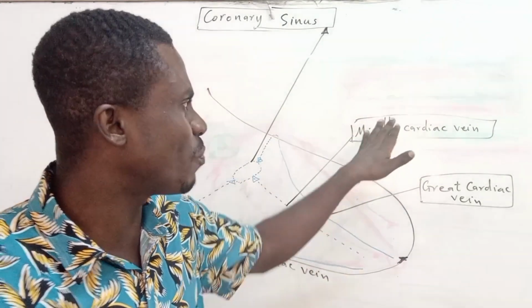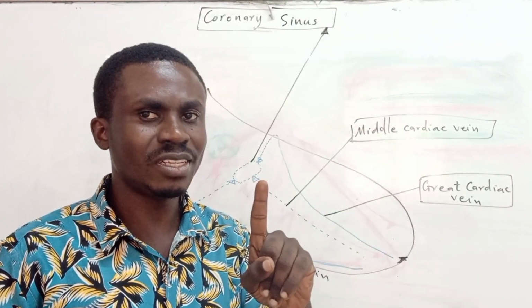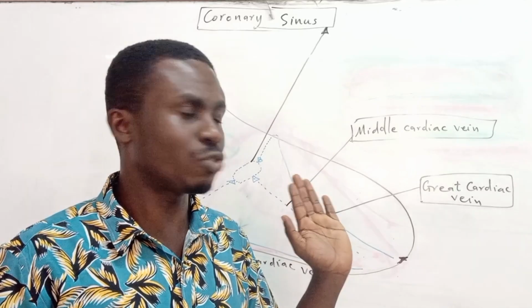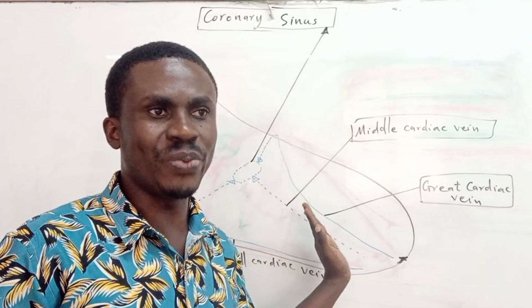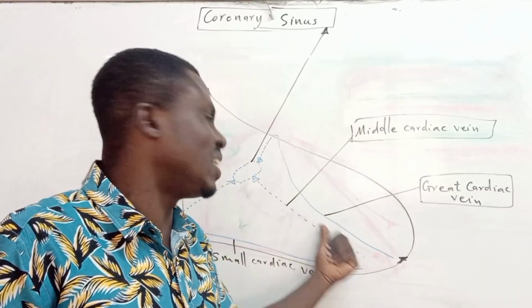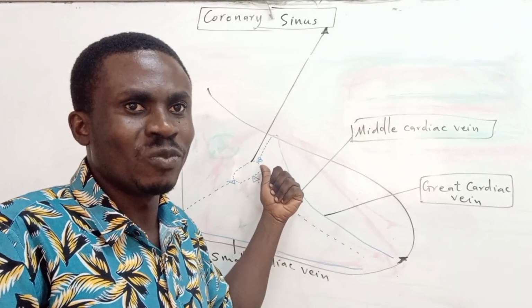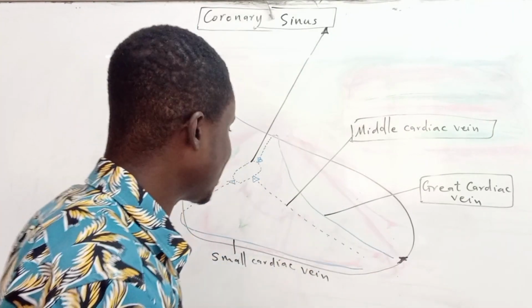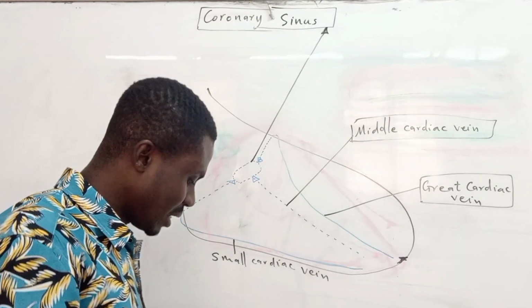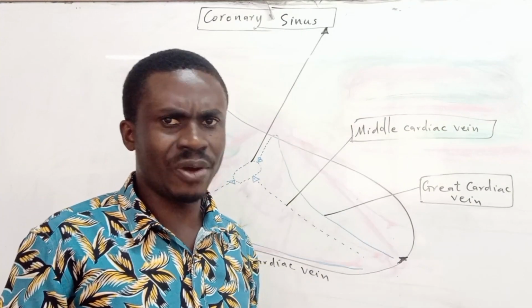So in the case of the middle cardiac vein, it is a single vein that we talk about. A single artery will be accompanying it, because already it's running in the posterior aspect. It doesn't turn anyway, so it will be moving with a single artery. That is good. Now, are we done? No, we are not done.